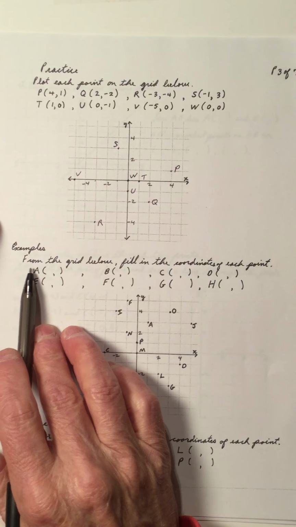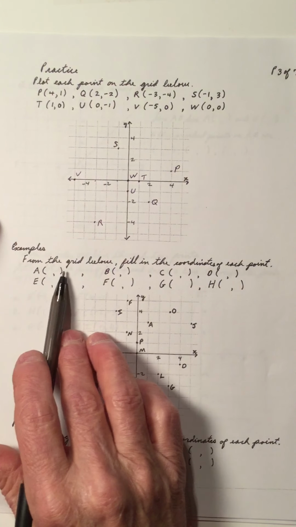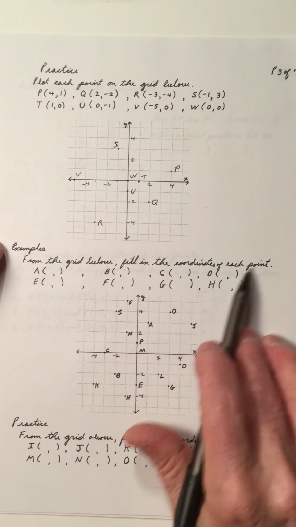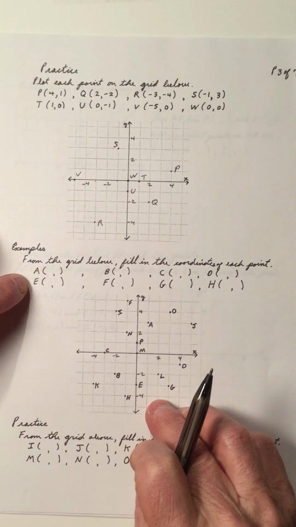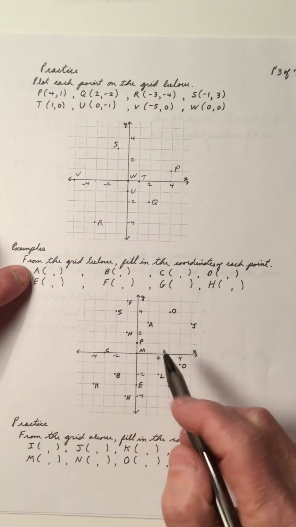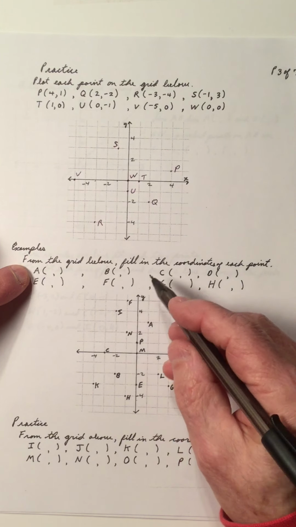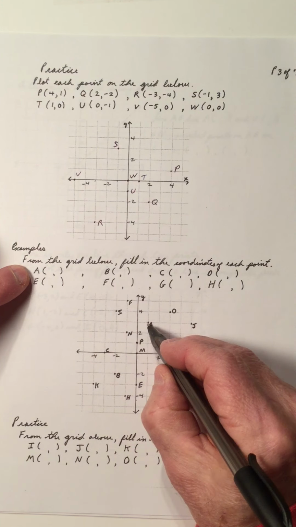Examples, let's do some more. From the grid below, this is going to reverse it now. From the grid below, fill in the coordinates of each point. So now you have to look at the grid, find A, and give me the coordinates of the point. So A is right here.